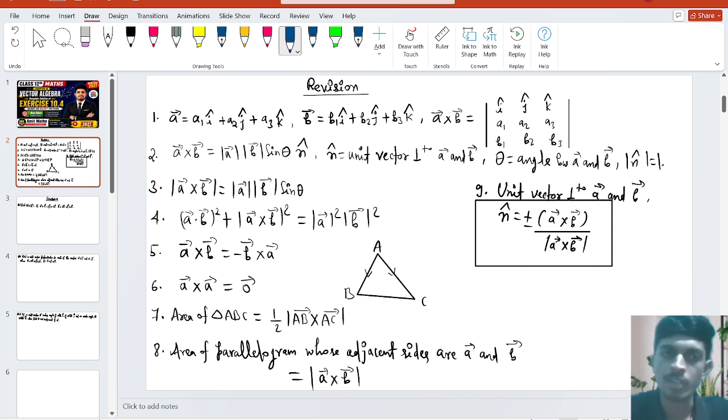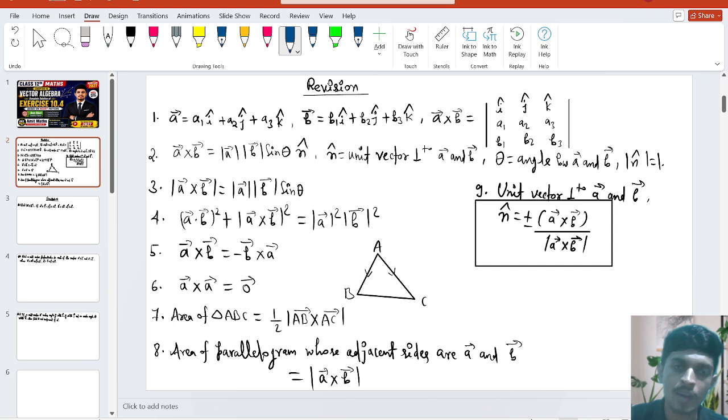So we will revise what we discussed in previous lectures. If vector A equals A1 i cap, A2 j cap plus A3 k cap and vector B equals B1 i cap plus B2 j cap plus B3 k cap, then how to find A cross B? We find A cross B as the determinant of i cap, j cap, k cap, taking the components of the first vector A first, A1, A2, A3, and then the components of vector B, B1, B2, B3. I hope it is clear. Finding the determinant, you get A cross B.